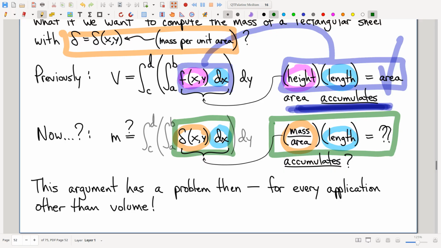Okay. Yeah. Yes? What is dy? If dx is length, then dy is width. Well, I guess you say it's width.